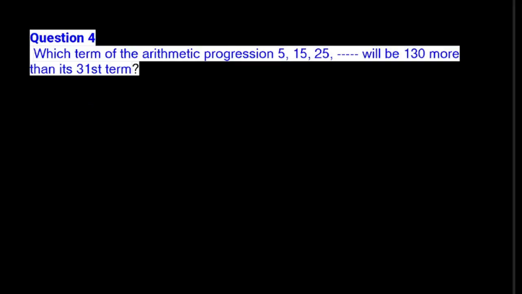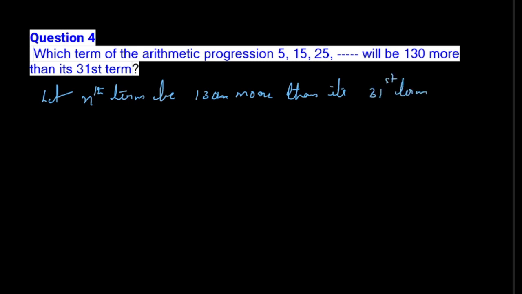Now the fourth question is: which term of the arithmetic progression 5, 15, 25 and so on will be 130 more than its 31st term? Okay, now first we'll write: let the nth term be 130 more than its 31st term.